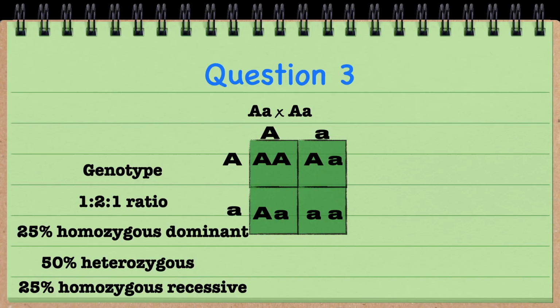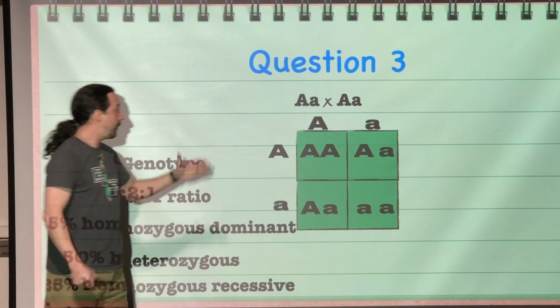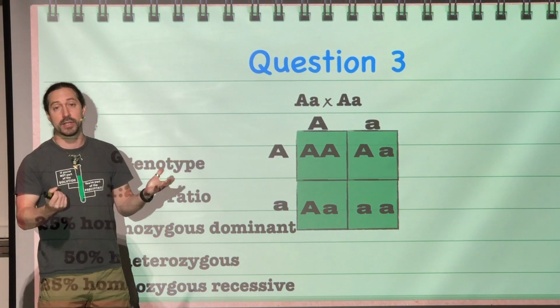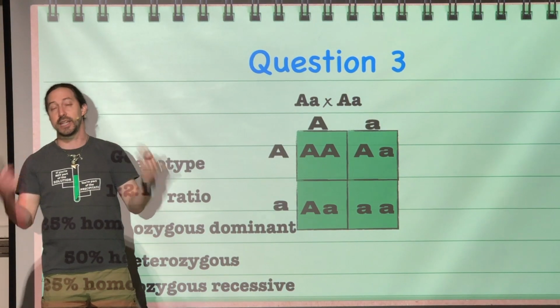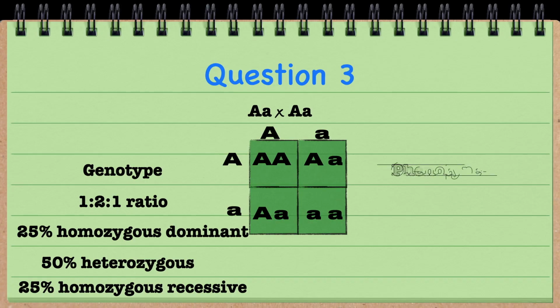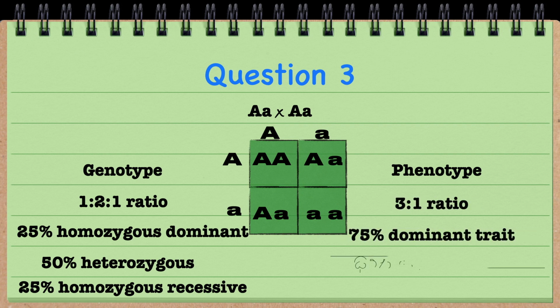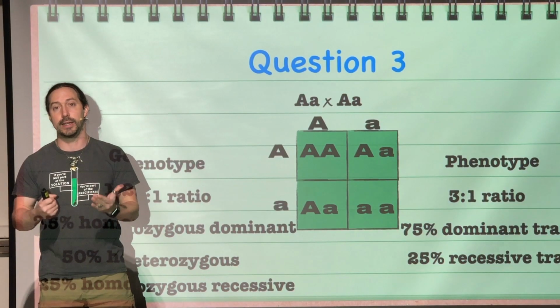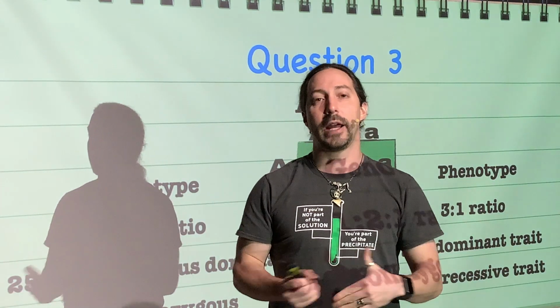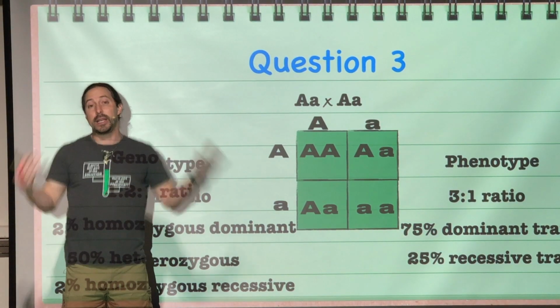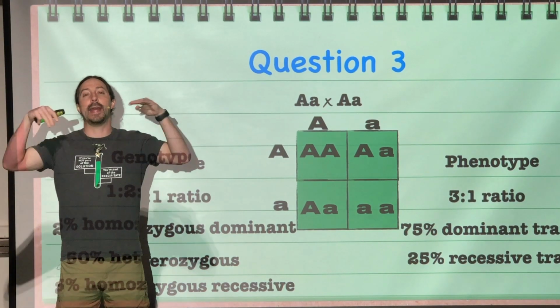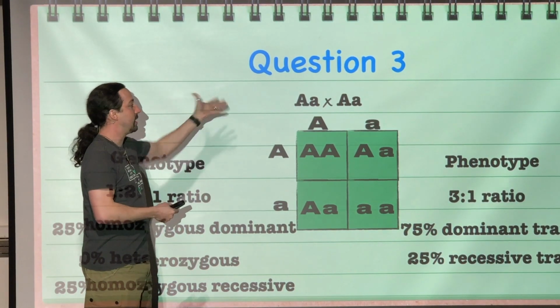Which leads us to anticipate that 25% of our offspring would end up with the homozygous dominant genotype, 50% of our offspring would end up with the heterozygous genotype, and 25% of our offspring would end up with the homozygous recessive genotype. The phenotype, on the other hand, would be a 3-to-1 ratio, where 75% would appear to have the dominant trait, and 25% would appear to have the recessive trait. And those are all expected ratios. They might not be what actually turns up, but it's what we would anticipate if we were to cross these different parents.